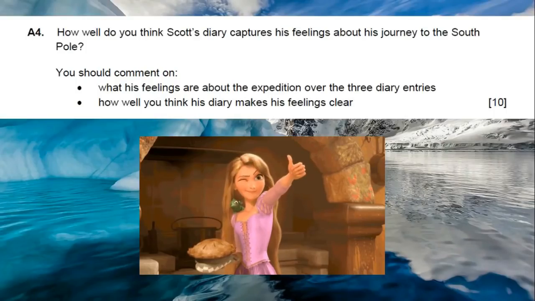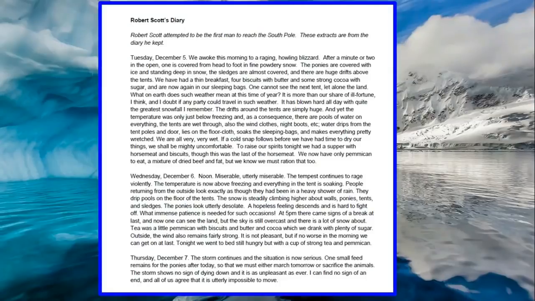So the question is again, how well do you think Scott's diary captures his feelings about his journey to the South Pole? You should comment on what his feelings are about the expedition over the 3 diary entries, 3 separate days. How well do you think his diary makes his feelings clear? So here's the text. If you want to pause the video and read it, otherwise have a look in my description of this video and there will be a link to see how you get the exam paper.